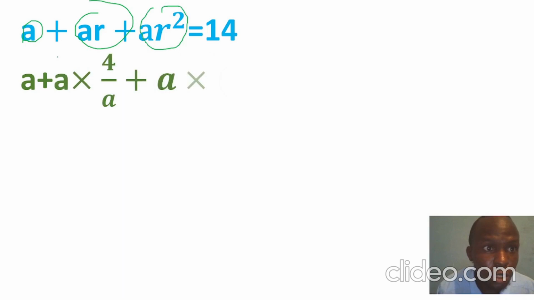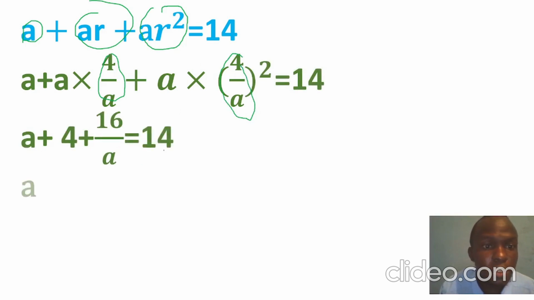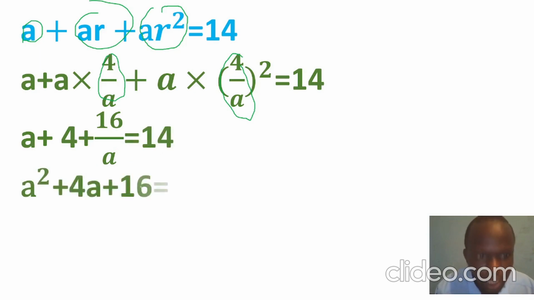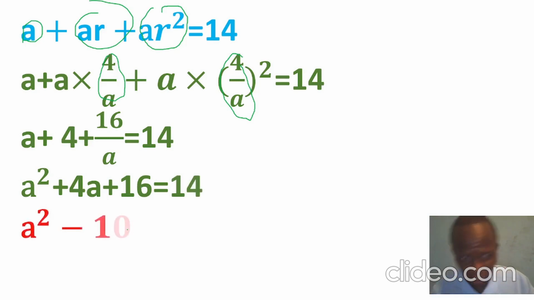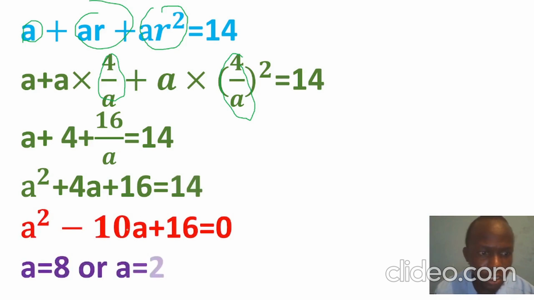The first term is A, the second term is AR, the third term is AR squared, and the sum is equal to 14. Where we have R, we have substituted 4 over A. So A plus 4 plus 16 over A is equal to 14. After doing the simplifications, the question boils down to a quadratic equation, which is A squared minus 10A plus 16 is equal to 0. Evaluating for A, you get A is equal to 8 or A is equal to 2.